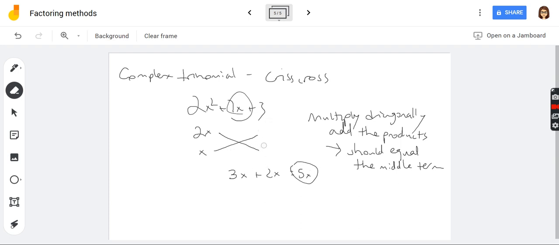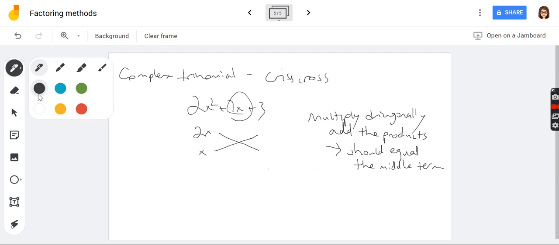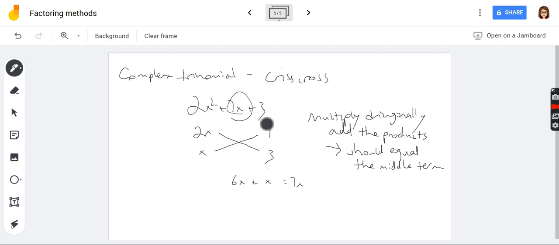So I'm going to do the same thing that I did with the area model, and I'm going to try a different combination. So again, these numbers are kind of easy. There's not too many options. So instead of 3 and 1, I'll go 1 and 3. And so now when I multiply crisscross, I'm going to get 2x times 3, which is 6x, x times 1, which is x, and that does add up to 7x.